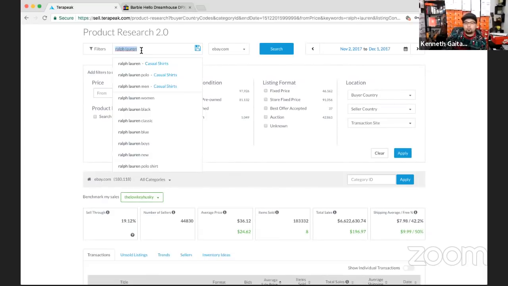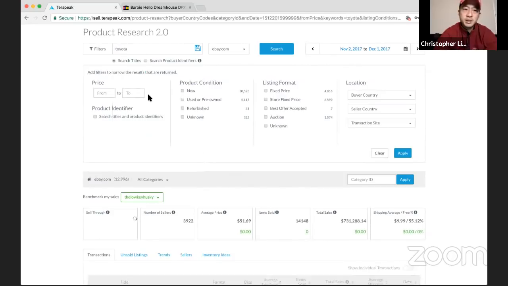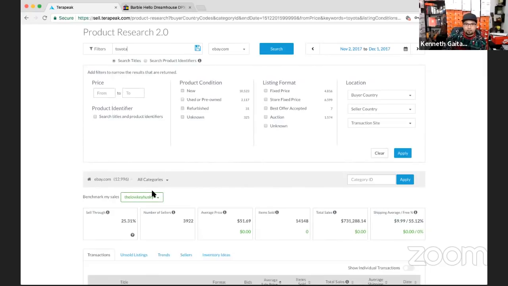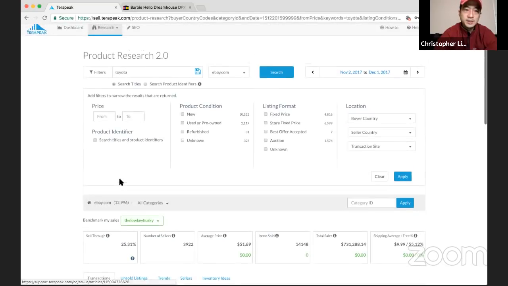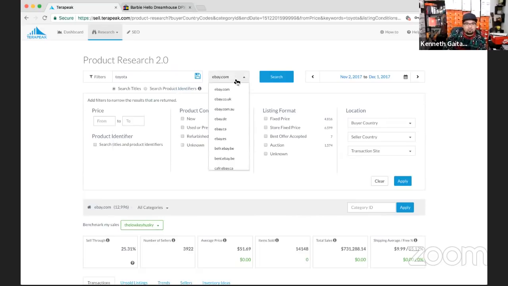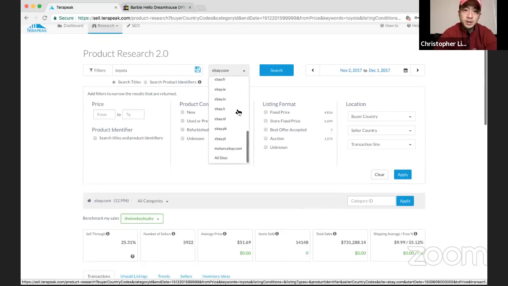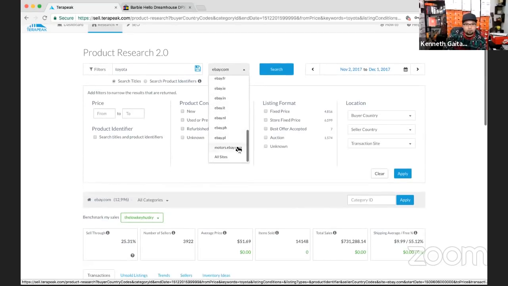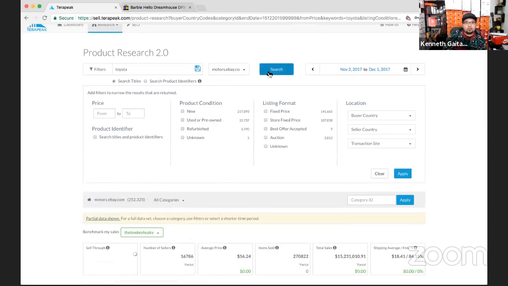Try Toyota. Cars are going to be kind of different. I wonder if it's only going to be car parts. You can probably sort by eBay Motors. No, you can't do eBay Motors. It's all parts. Oh, that's not much. Oh, yeah, I could do eBay Motors. Oh, right there. You can even do international.